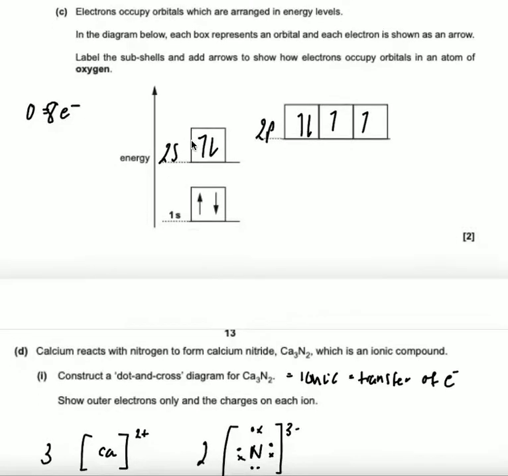Electrons occupy orbitals which are arranged in energy levels in the diagram below. Each box represents an orbital and each electron is shown as an arrow. Label the subshells and add arrows to show how electrons occupy orbitals on an atom of oxygen.